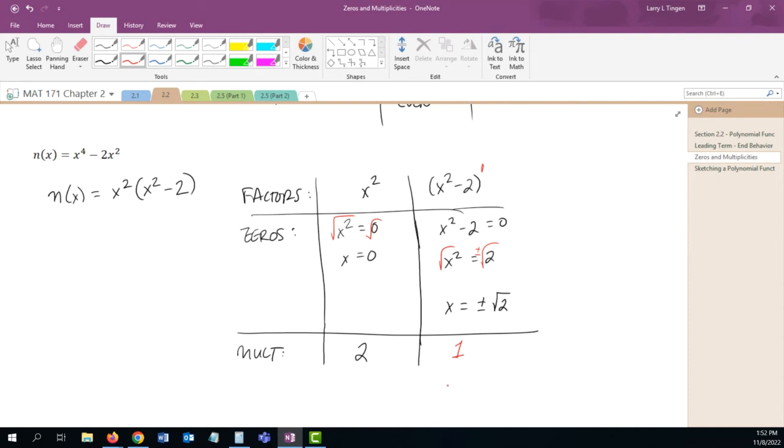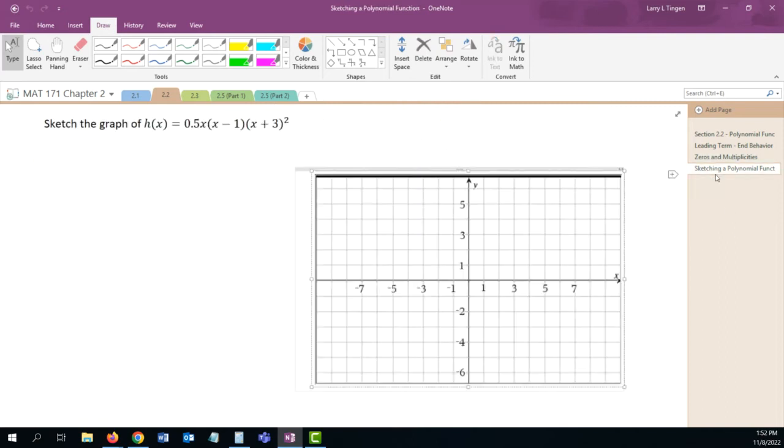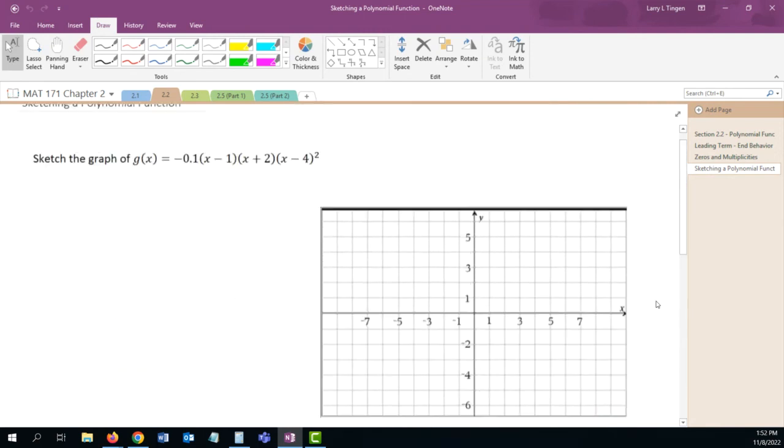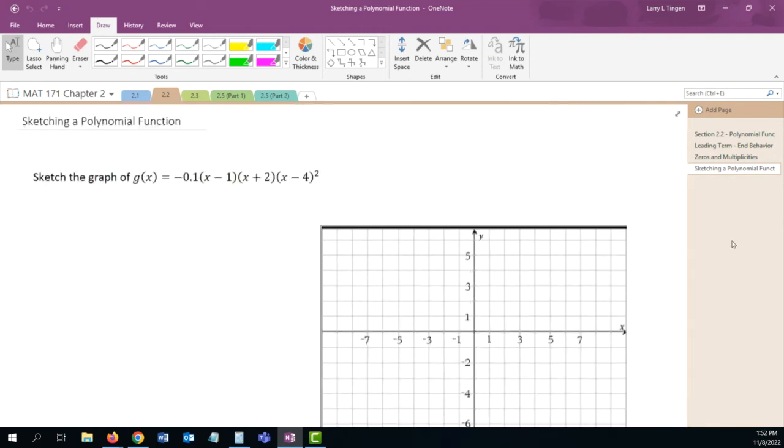No questions so far? Everybody? All right. Then let's sketch. Good. All right, so let's sketch g of x is equal to negative 1/10 times quantity x minus 1, times quantity x plus 2, times quantity x minus 4, quantity squared.